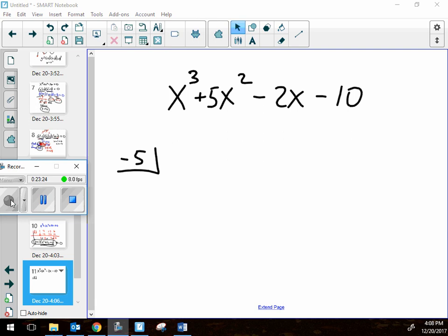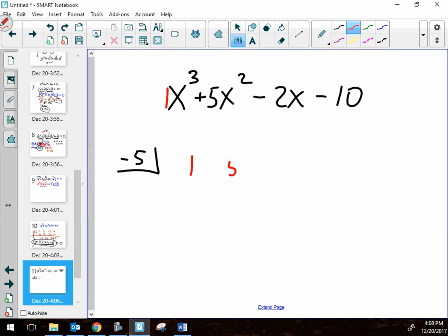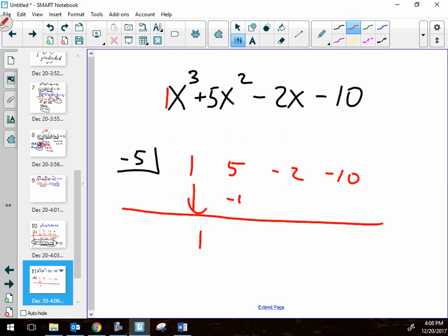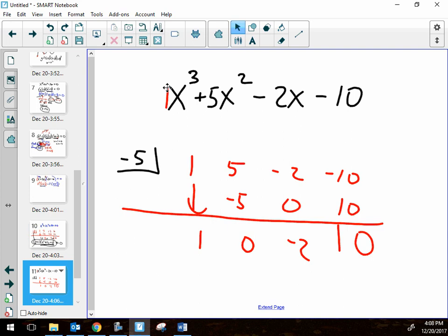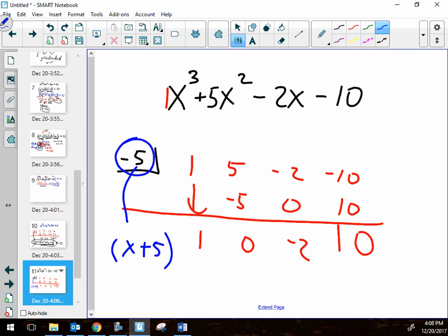Okay, here's what you should have done. You start by bringing down these numbers, the coefficients, 1, 5, -2, -10. Draw a line. 1, -5, -5, add them, multiply them, 0, add them, -2, multiply them, +10. Sweet, canceled. That's what it's supposed to do. And now I factored it, and this becomes x plus 5, no difference, root factor. This is x to the 0s, this is x to the 1s, and this is x to the 2s.